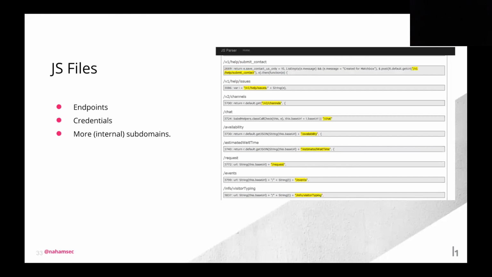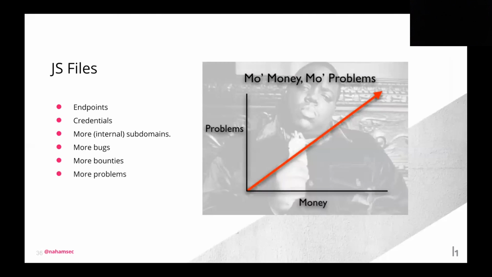actively looking for it. And sometimes you'll find some internal subdomains, hosts that are not really easily accessible, or you can't find them with the other ways that you've tried. And then that also gives us more bugs, more bounties, and more problems.